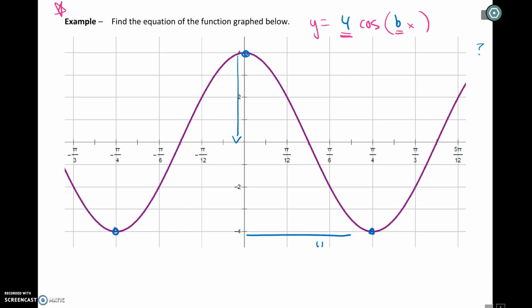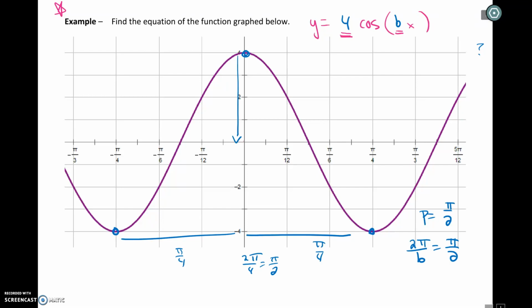Well, this distance is pi fourths. This distance is also pi fourths, or negative pi fourths. So basically, if you double pi fourths, you get 2 pi fourths, also known as pi halves. That's the period. So the period equals pi halves. The period also equals 2 pi over b.